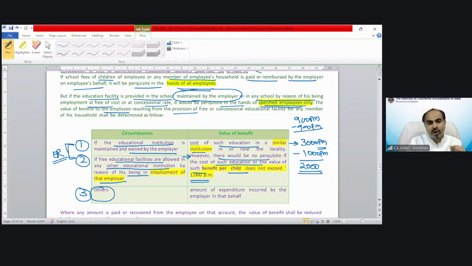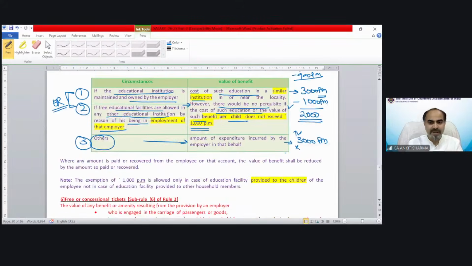If the school is other, not owned or not connected to the employer, then the actual amount of fees paid by the employer is going to be taxed. Suppose in this case it is 3,000 per month, then the full value is going to be taxed. The 1,000 exemption is not available. The 1,000 is only available if the educational institution is owned by the employer, or due to the employment you are able to make your child study in any organization because of the employer's indirect connection. So please remember this 1,000 rupees per month exemption. Where any amount is paid or recovered extra, that is going to be reduced. The exemption of 1,000 is only in case of education facility provided to the children of the employee, not in case of educational facility provided to other household members.